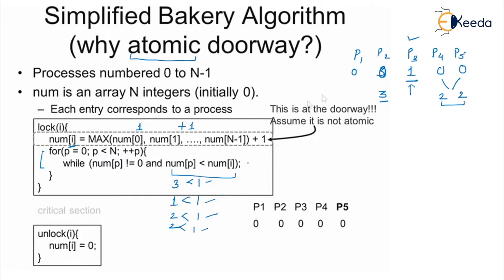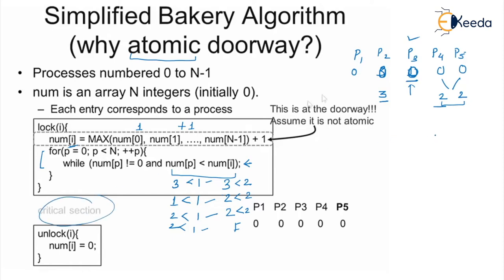What will happen after that? After that, P3 will unlock it and assign its value to 0. Now I am considering only P4 and P5 when they try to enter this critical section. So we are left with 3, 2 and 2. When it is checked, 3 less than 2 false, 2 less than 2 false, 2 less than 2 false. That means for P4 it will result in false, it will not spin lock, and it will enter into the critical section.